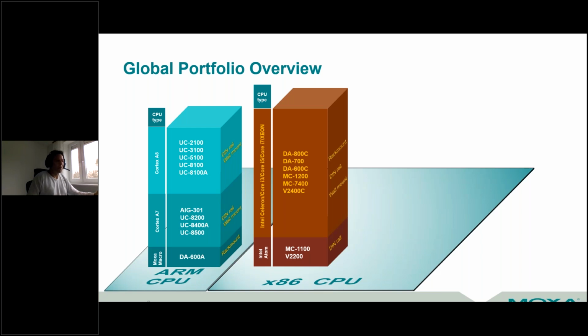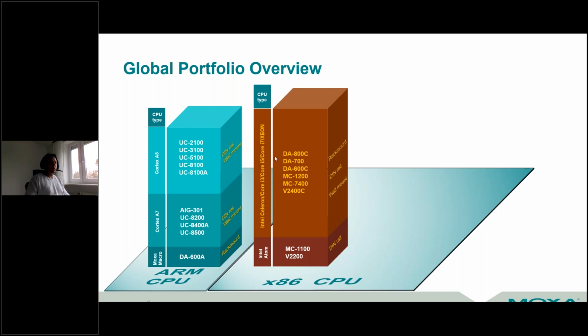Those computers are based on Intel CPUs, and of course are more powerful than ARM, and purposed for the other parts of industry applications. Some of them are the MC1100 series or V2200 series, very good solid platforms. And the others are based on Intel Core i3, i5, or i7 or Xeon processors, purposed for power substations like DA data acquisition embedded computers, 800 series, 700 series, 600 series, then mission critical computers, MC1200 series, mission critical computers adapted for marine applications, 7400 series, or for railway applications, V2400 series.